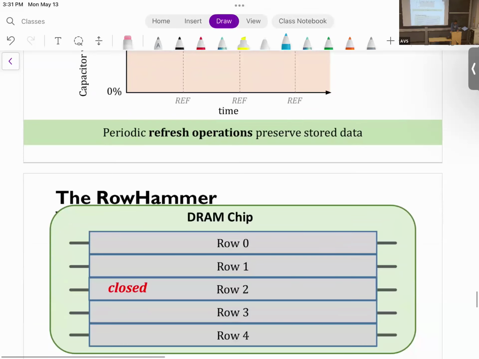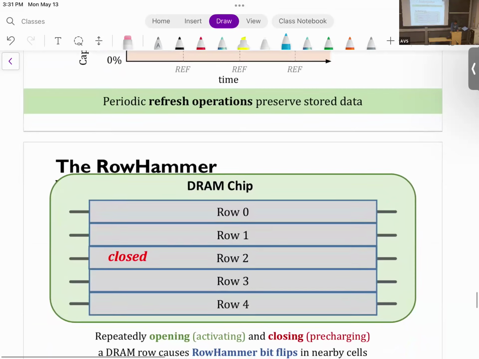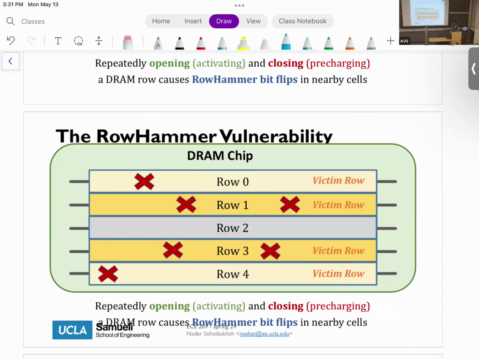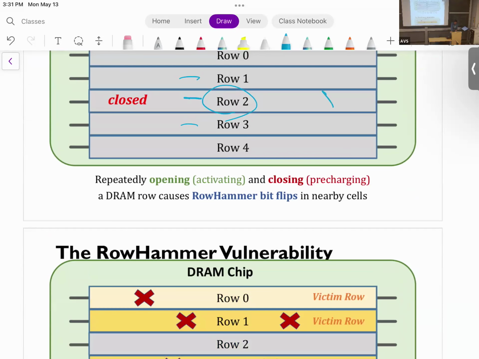But what happens with row hammer? Row hammer is essentially this issue where opening a row impacts the nearby row. If I open and close this row, remember that I need to pre-charge this row over and over again.